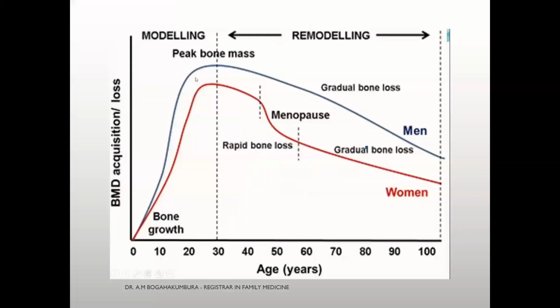This graph shows peak bone mass, how it differs according to the age. You can see this red line is female and blue line is men. Up to the age of 30, both male and female peak bone mass increase rapidly, and then it comes to a plateau. Then it decreases gradually, both male and female. At the age of menopause, it falls rapidly, and again gradual bone loss can be seen. At any age, you can see peak bone mass of males are higher than females.